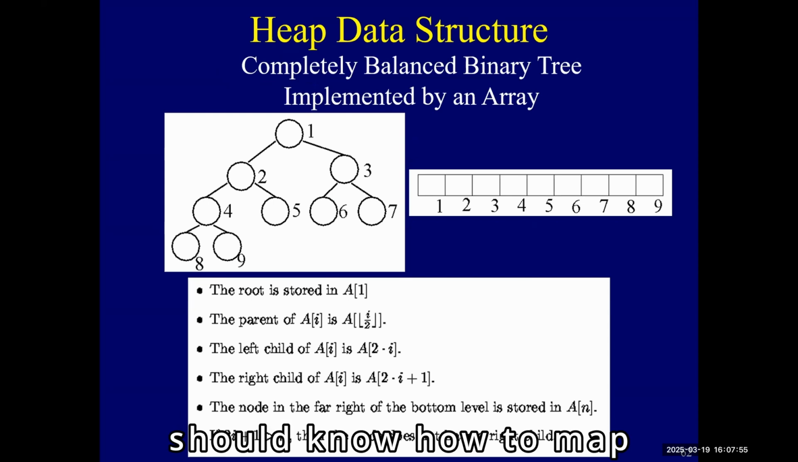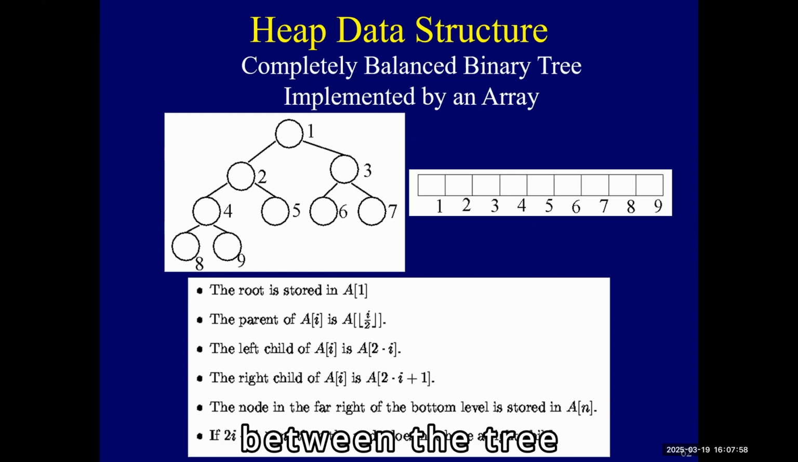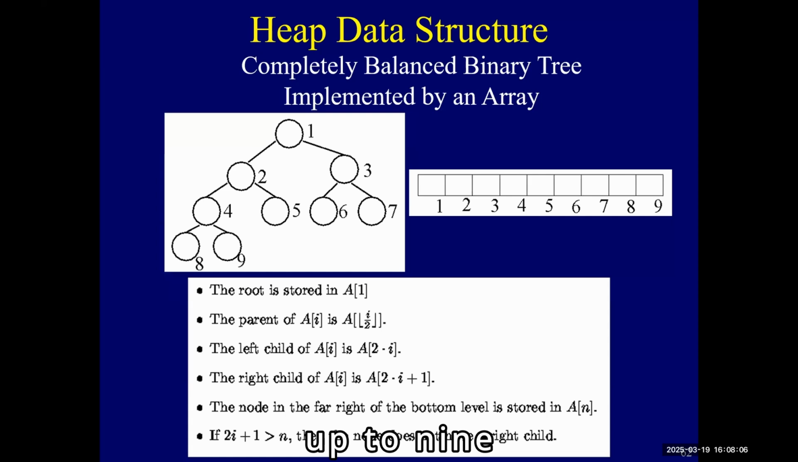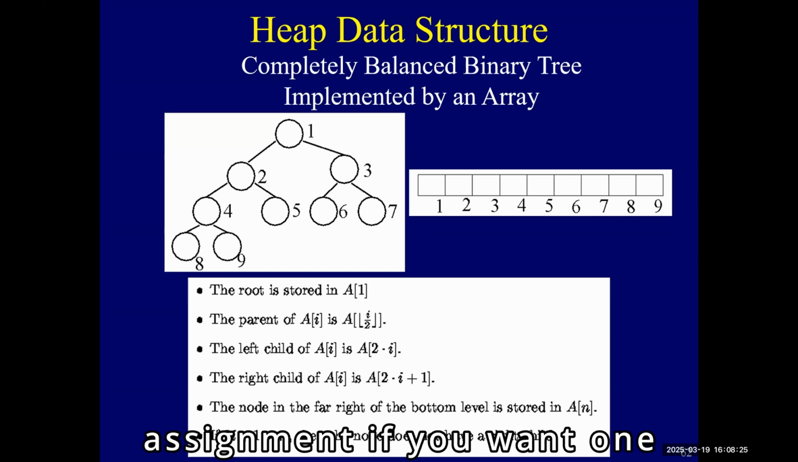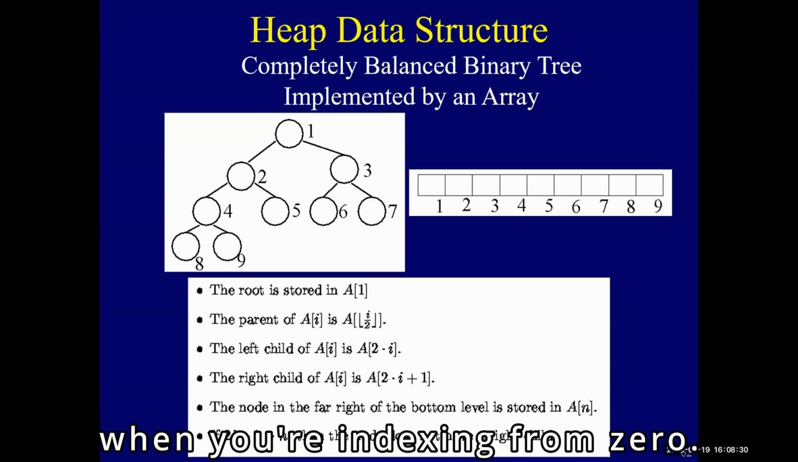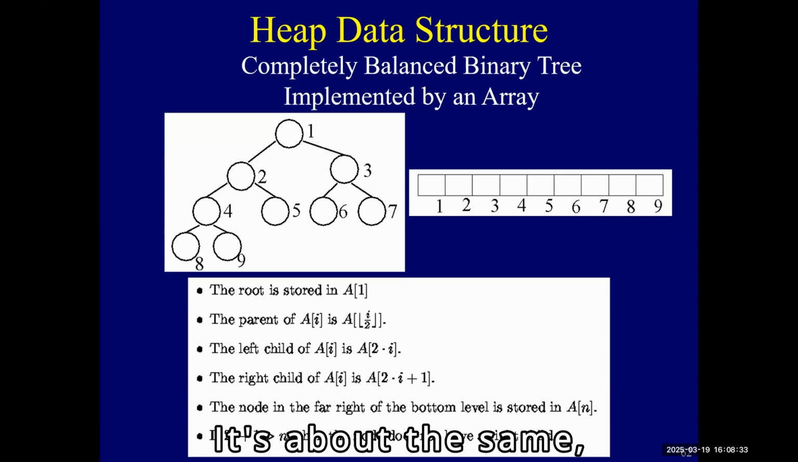So you should know how to map between the tree and the index. And here I'm indexing 0, 1, 2, 3 up to 9. There are two reasons for doing that. The one is I do tend to index my arrays from 1. And I probably made these slides before Java was doing it, and also the math is a little easier, right? But here's a homework assignment, if you want one: redo this math when you're indexing from 0. It's about the same, all right?